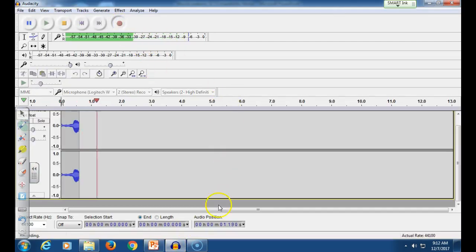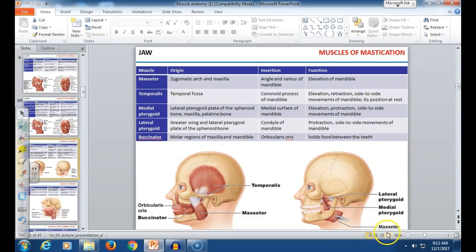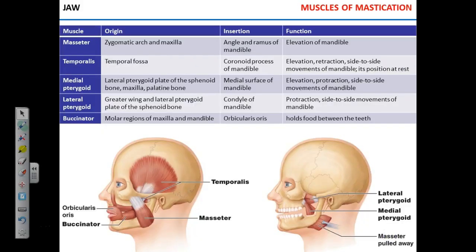So last class we have finished with the conversation about the muscles of the facial expression, and today we're going to finish with the muscles of the head, and we're going to talk about muscles of mastication. Okay, so mastication means muscles that move the jaw.